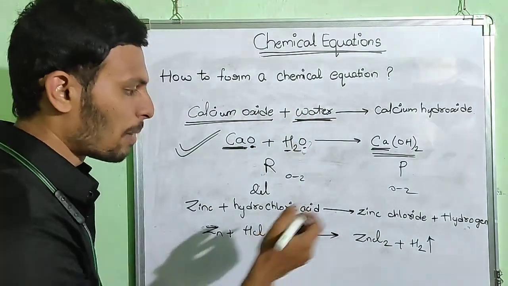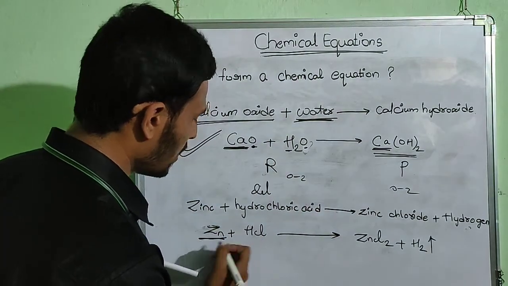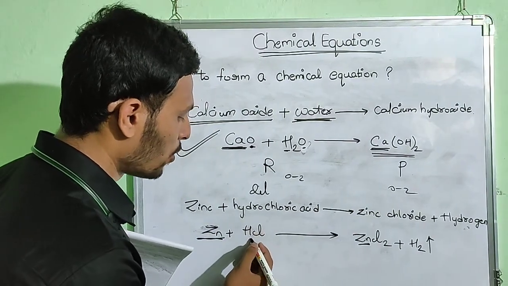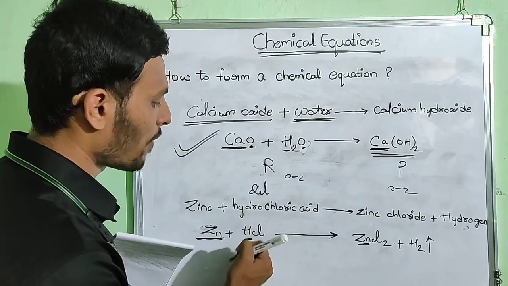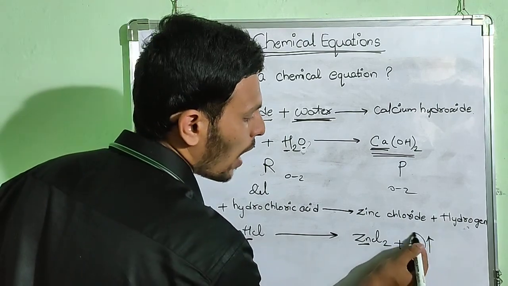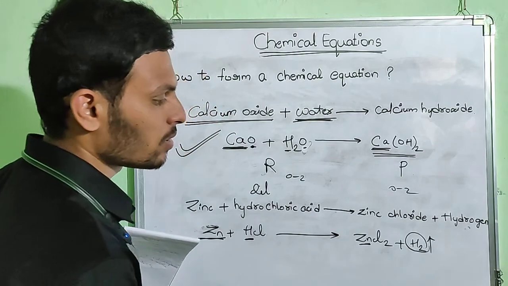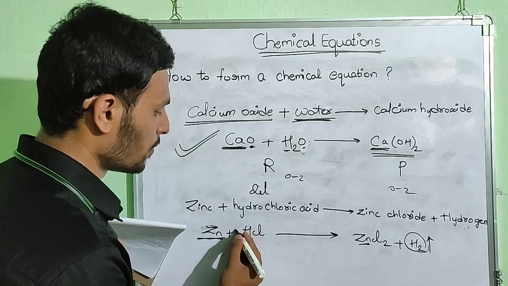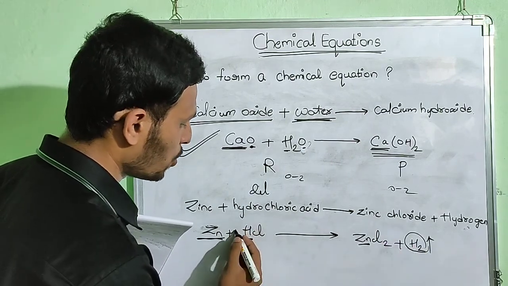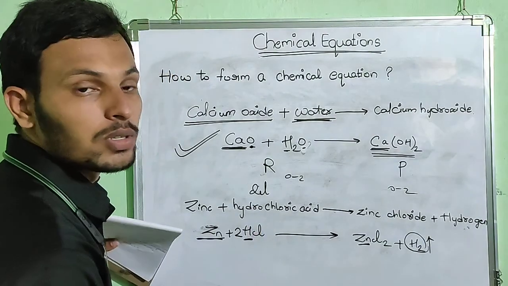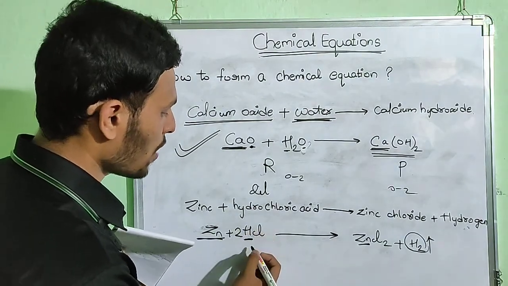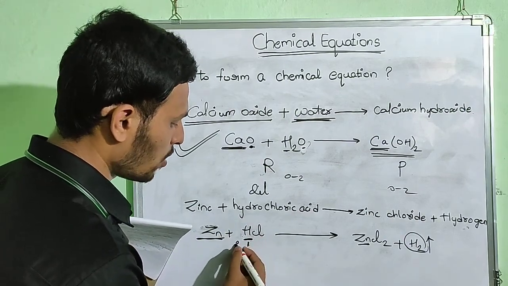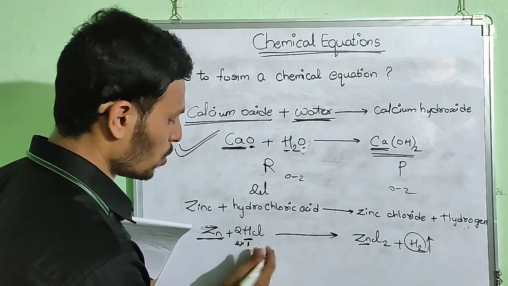Now let us balance the equation. We have one atom of zinc here and one atom of zinc there, satisfied. Now go to hydrogen. We have one atom of hydrogen here, but 2 hydrogens on the other side. So I have to add one more hydrogen: if I put 2 in front of HCl, 2 into 1 gives 2 hydrogens.